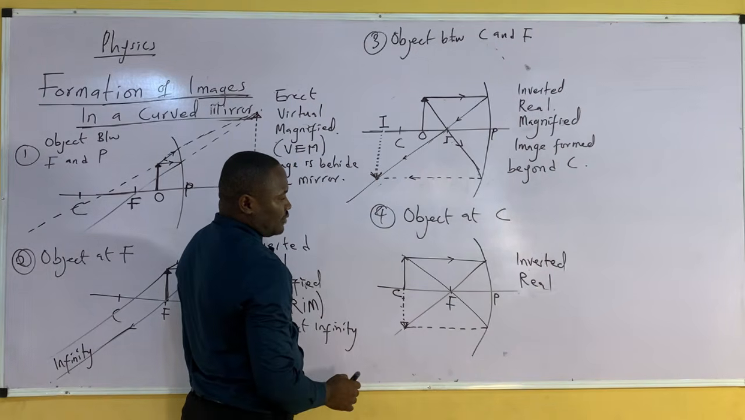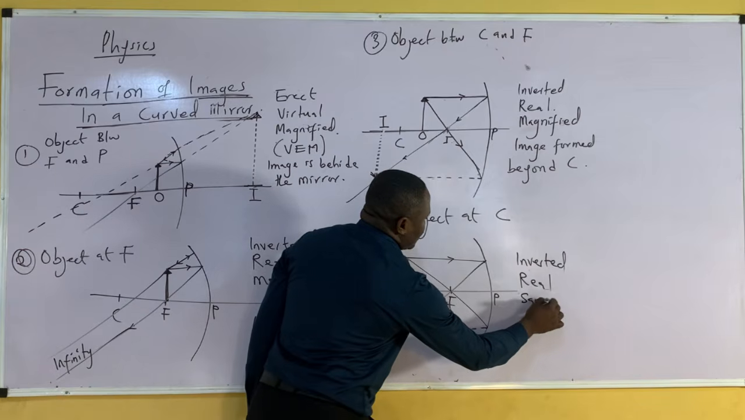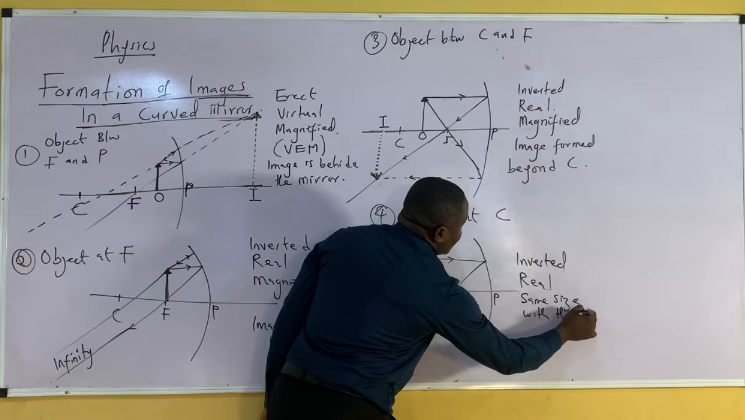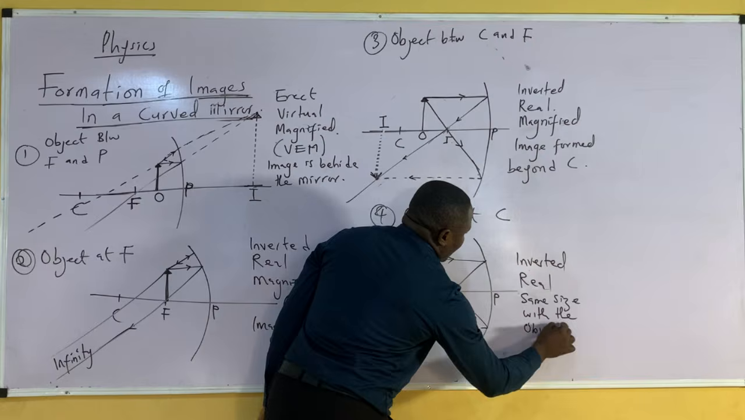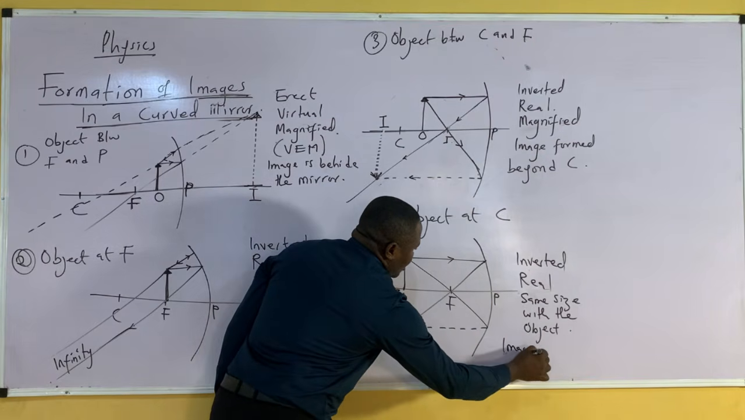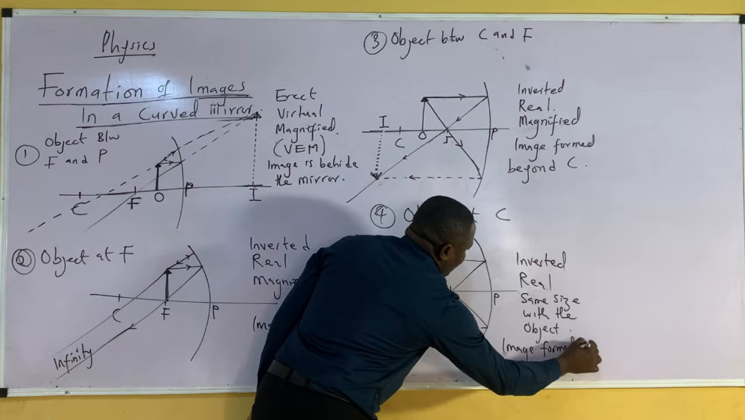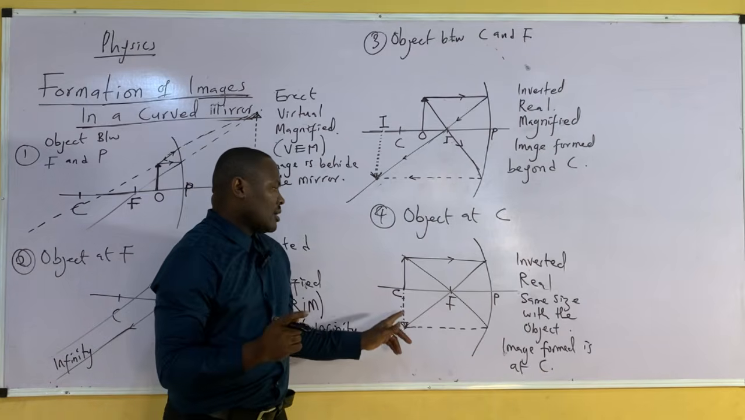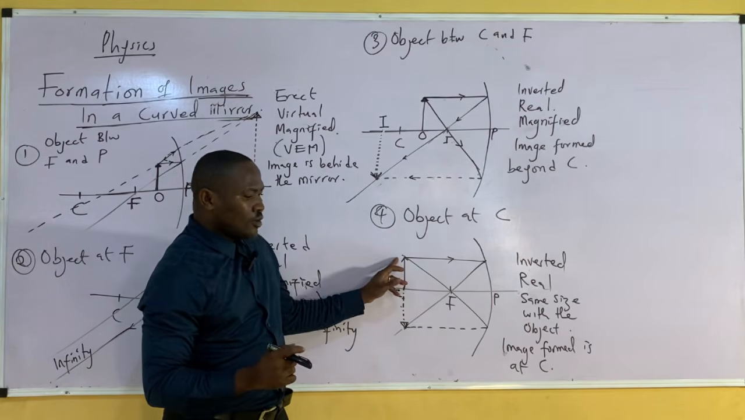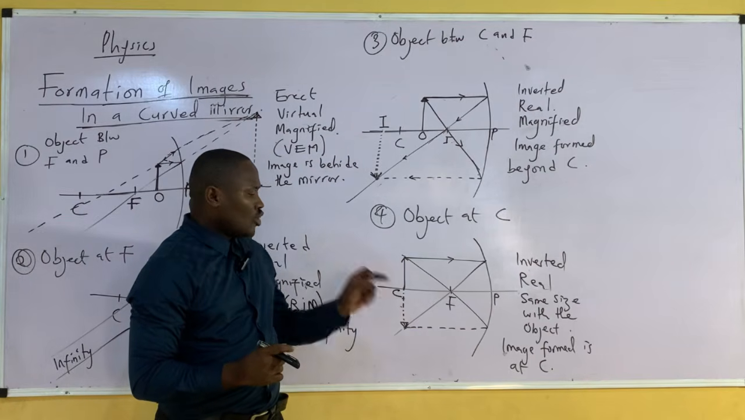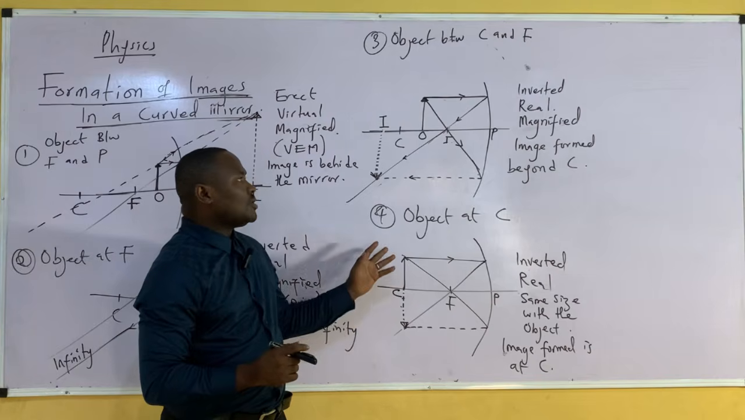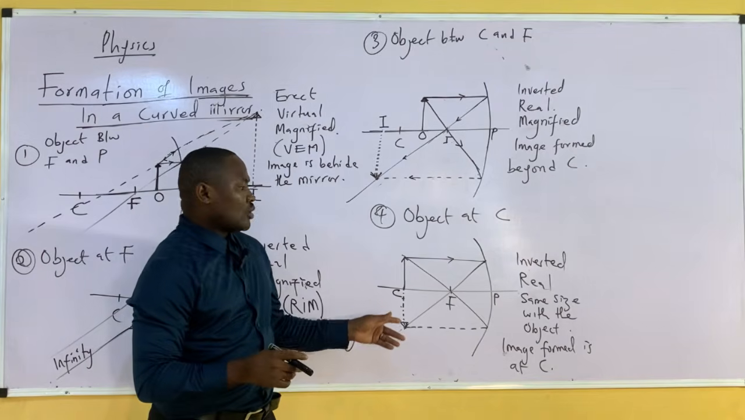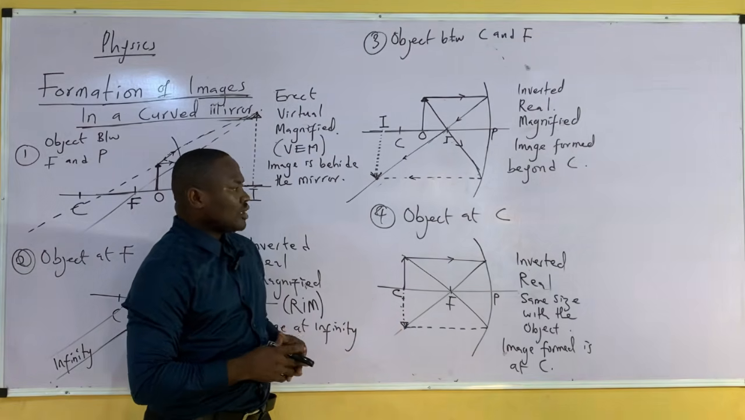Then another thing about the image formed is that it is the same size as the object. The image formed is at C. Now take note, there is something about the image at C. The image formed at C is the same size as the object. So if the image and the object have the same size, we'll say magnification is equal to 1, because the image is not bigger than the object.